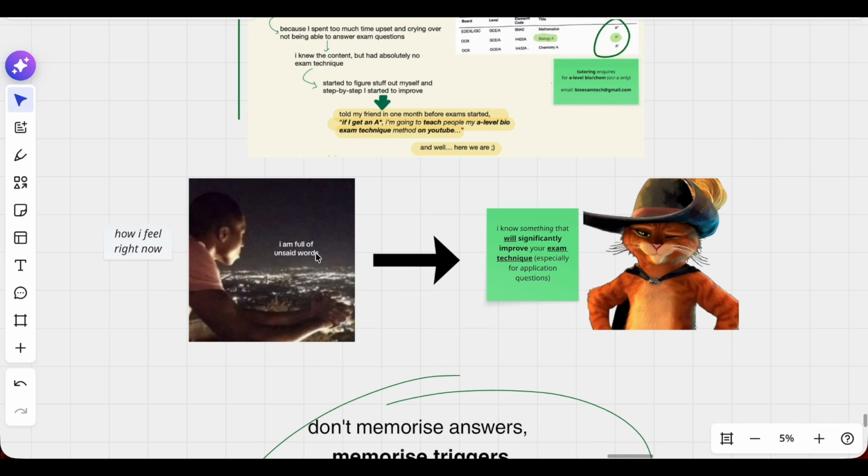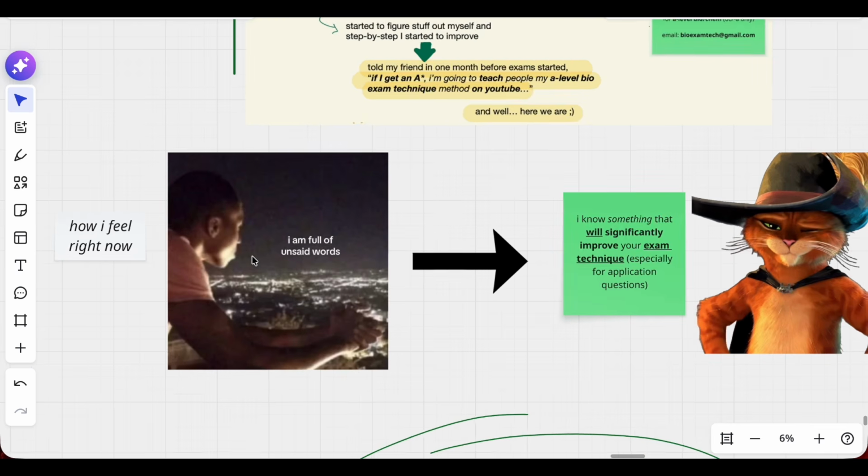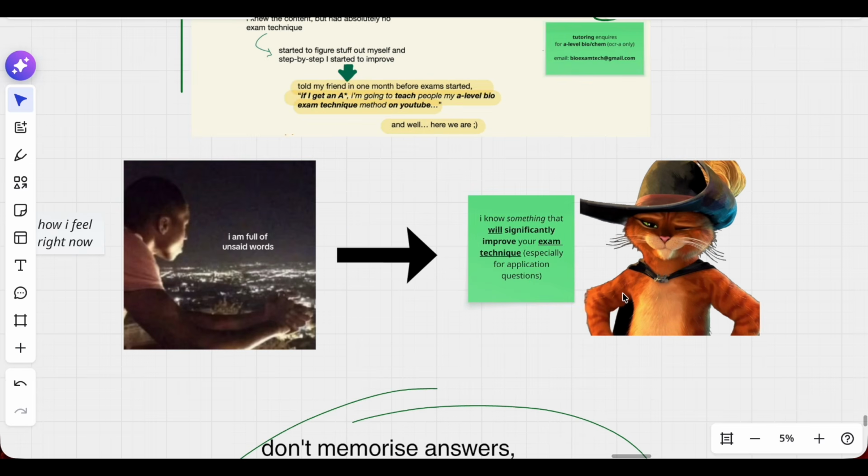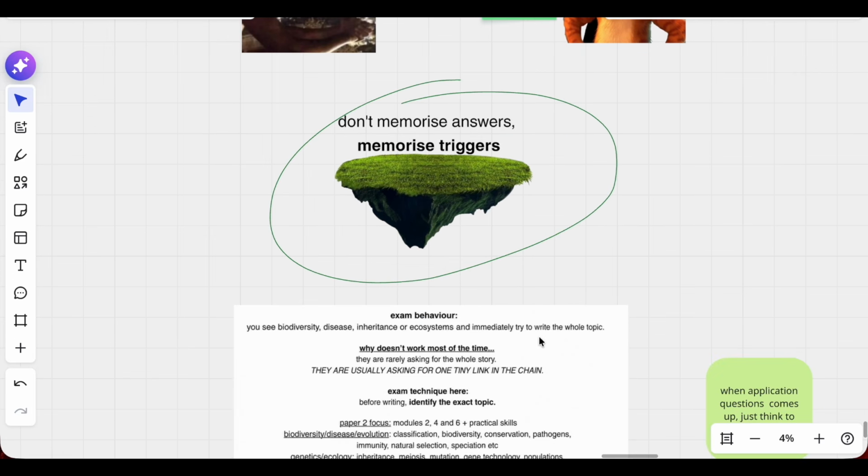How I feel right now is that I'm full of unsaid words, okay? There is so much I want to tell you guys, but I don't want to overwhelm you. But I do know something that will improve your exam technique very quickly, because we need speed in relation to all your other exams that are happening simultaneously, right? So my advice is the following: do not memorize answers, memorize triggers.